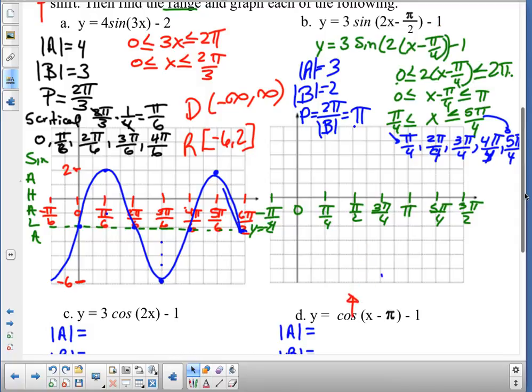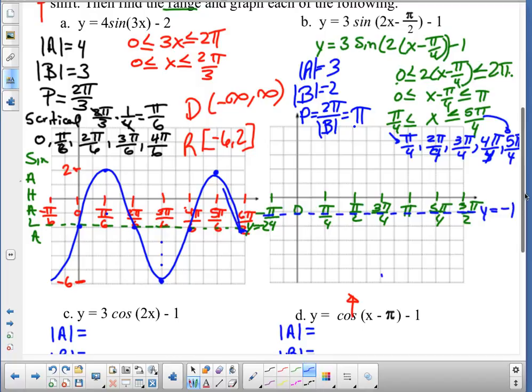So my axis of symmetry here is going to go along at y equal -1. So y equal -1 is my axis of symmetry. That's the axis I'm going to come back to. But this time I also have a horizontal shift that starts at pi over 4. So I'm going to have something that starts right here, and this is where we start.